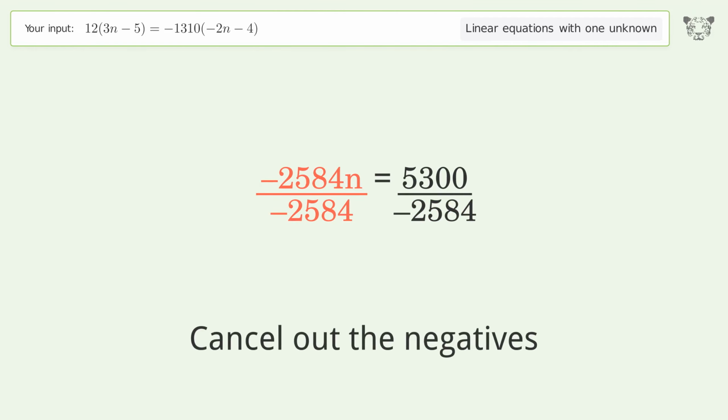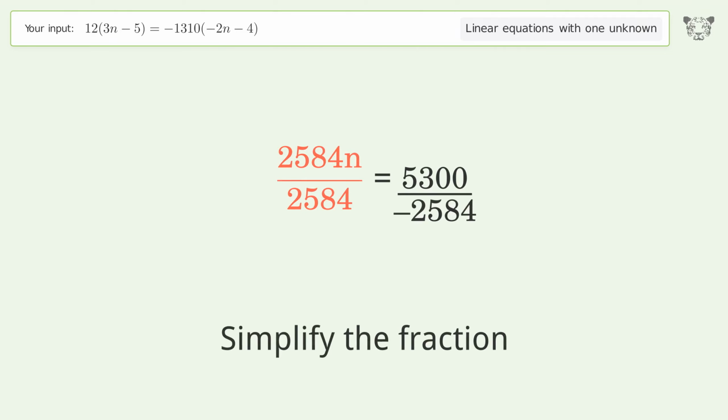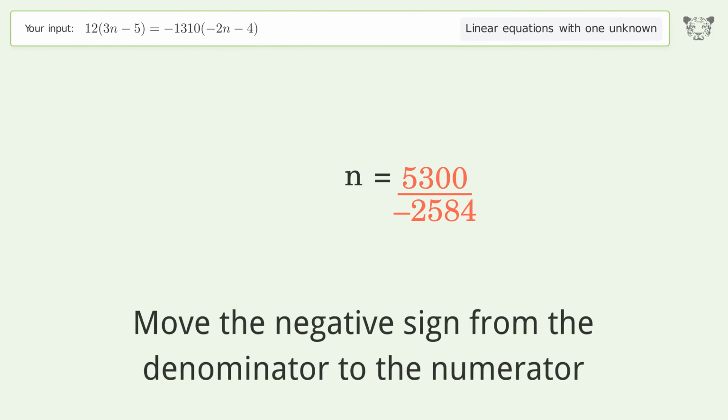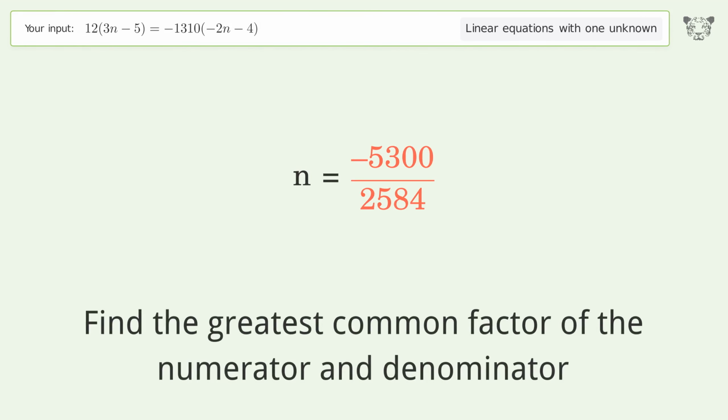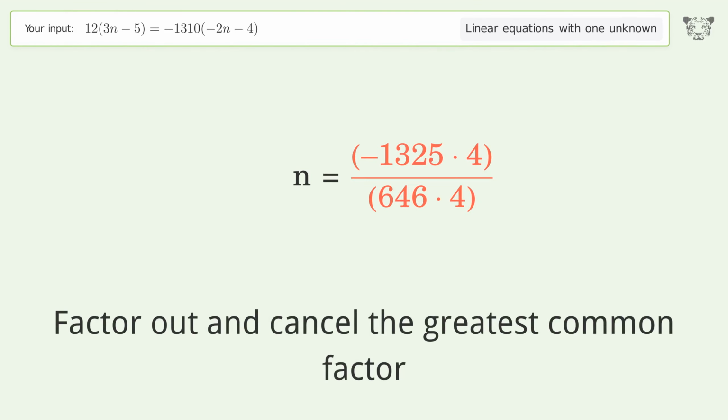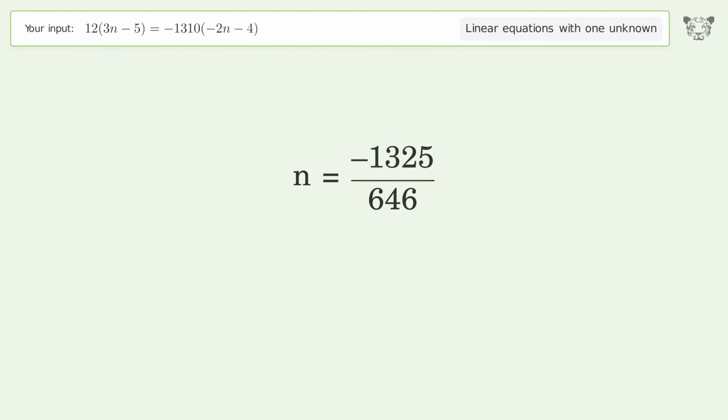Cancel out the negatives. Simplify the fraction. Move the negative sign from the denominator to the numerator. Find the greatest common factor of the numerator and denominator. Factor out and cancel the greatest common factor. And so the final result is n equals negative 1325 over 646.